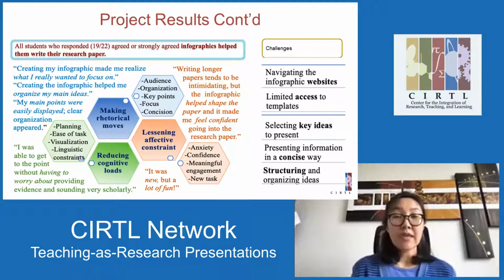The third theme was reducing the cognitive loads, and that included planning and ease of task, visualization, as well as reducing the linguistic constraints. One student said, I was able to get to the point without having to worry about providing evidence and sounding very scholarly.